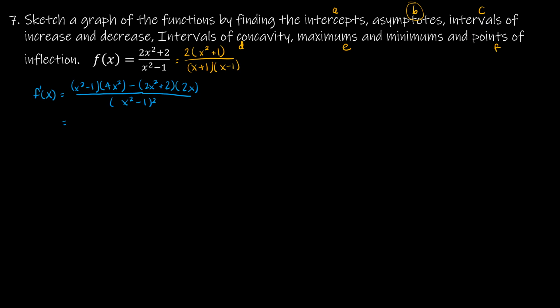So that's going to give me 4x cubed minus 4x minus 4x cubed minus 4x all over x squared minus 1 squared, which gives me negative 8x over x squared minus 1 quantity squared. Now remember, what we care about here is when does f prime of x equal 0. And it's going to equal 0 when the numerator equals 0. So we're going to say that x equals 0 is going to be a critical number.